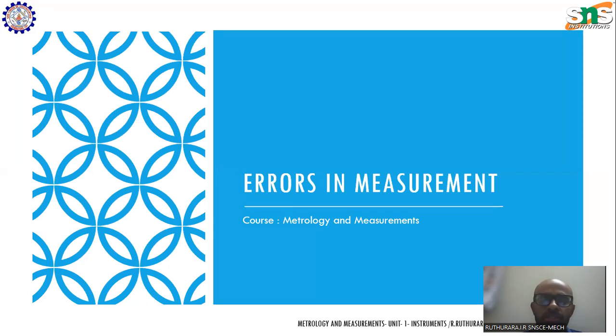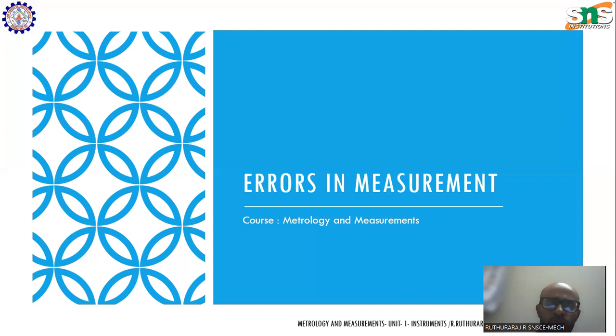So, what is error? Error is some form of mistake or some deviation. So, that is what we call error. In measurement, sometimes there may be a mistake in measurement or some deviation of the measured value from the actual value. So that is called error.